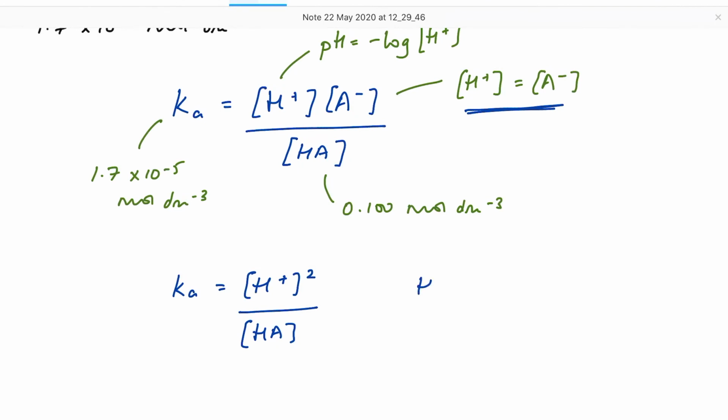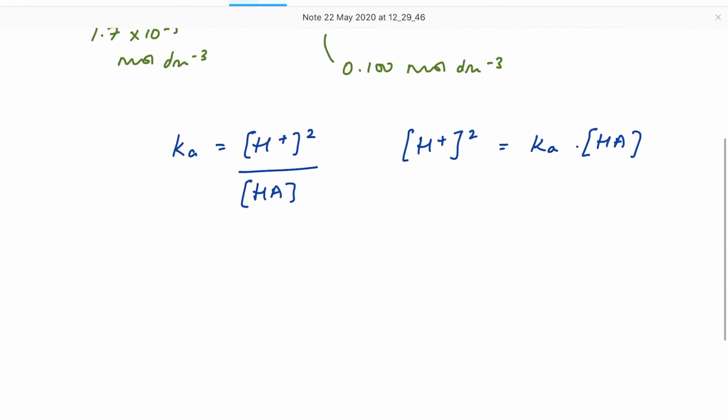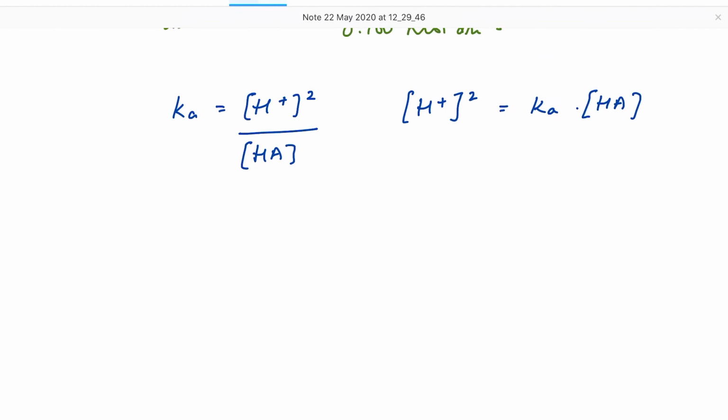Rearranging that, it becomes hydrogen ion concentration squared, we want to get that on its own, is equal to the Ka times the concentration of the undissociated acid. So that tells me that hydrogen ion concentration squared is going to equal 1.7 times 10 to the minus 5 multiplied by the concentration of the acid, which was 0.100. So that's 1.7 times 10 to the minus 6.